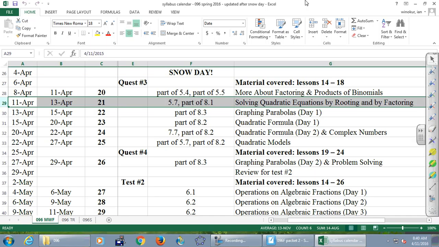Next quest, still a ways away, April 25th. I guess that's 2 Mondays from now. Any questions on the calendar?